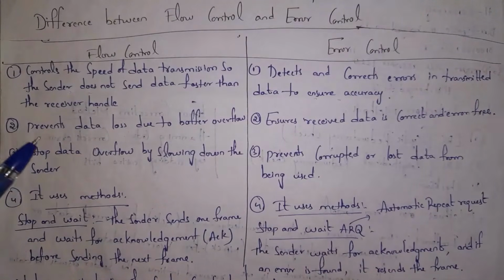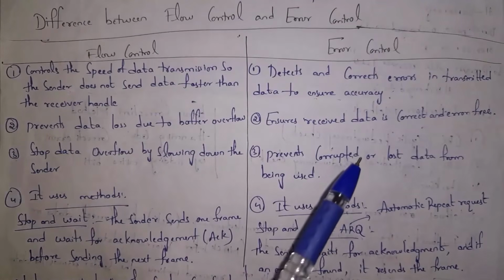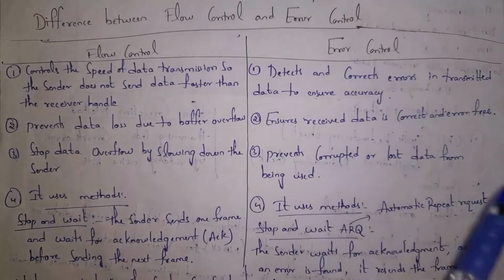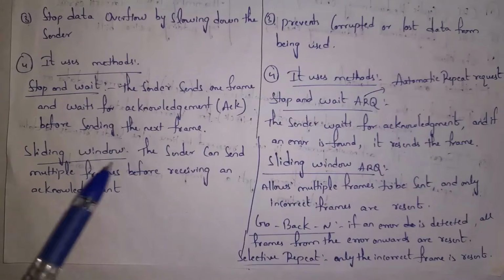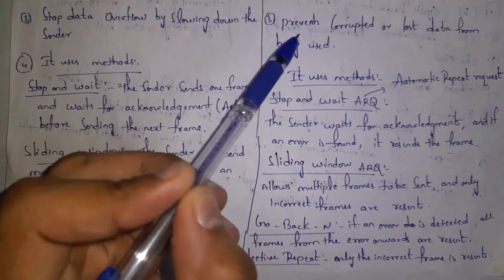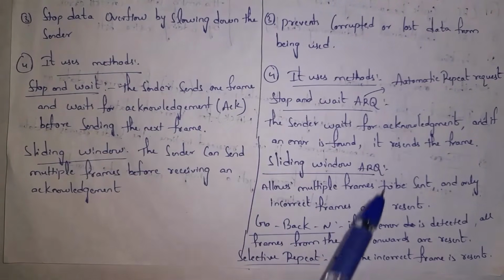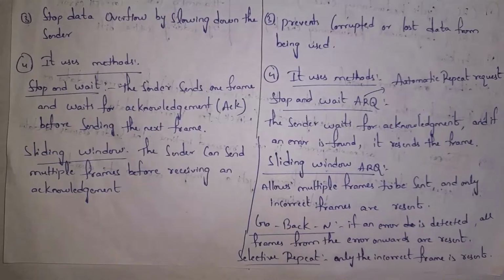Flow control stops the data overflow by slowing down the sender. Error control prevents corruption and loss of the data. Flow control will use methods like the stop and wait protocol and the sliding window protocol. Whereas error control will use methods like stop and wait ARQ, sliding window ARQ, go back N ARQ, and selective repeat ARQ, where ARQ stands for automatic repeat request. Guys, I already explained all these methods in detail.